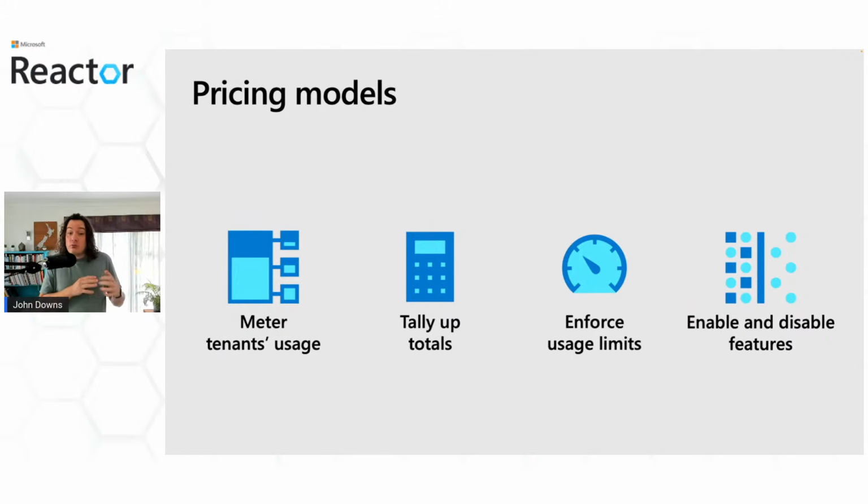So whichever pricing model you choose, remember that you need to be able to actually implement it. If your pricing model relies on knowing how many requests the tenant is sending, then make sure you understand exactly how you're going to meter those tenants' usage and tally them up, and how you're going to audit that if necessary. And if your pricing model is based on applying limits to some tenants, then ensure that you'll know exactly how you'll enforce those limits. And if you use a tiered pricing model, consider how you'll enable and disable features for each tenant. So this is a really good illustration of how your architecture is very tightly linked to your commercial decisions and to your requirements.